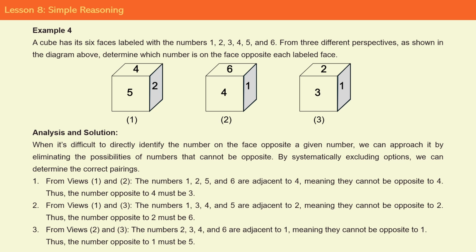From views 1 and 3, the numbers 1, 3, 4, and 5 are adjacent to 2, meaning they cannot be opposite to 2. Thus, the number opposite to 2 must be 6. From views 2 and 3, the numbers 2, 3, 4, and 6 are adjacent to 1, meaning they cannot be opposite to 1. Thus, the number opposite to 1 must be 5.